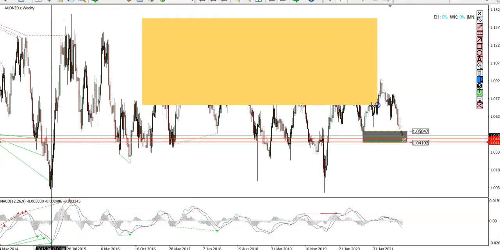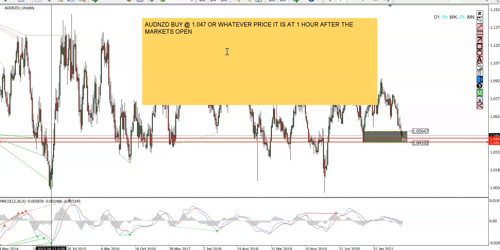AUD NZD, buy at 104,700 or whatever price it is at 1 hour after the market opens. The reason being 1 hour is just in case we get spikes or there are large spreads.